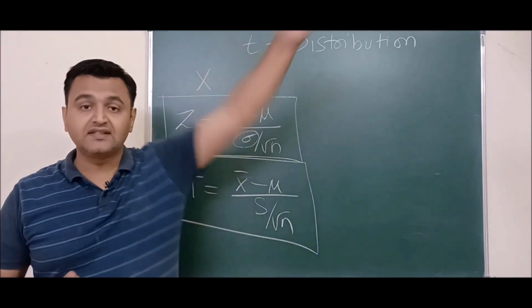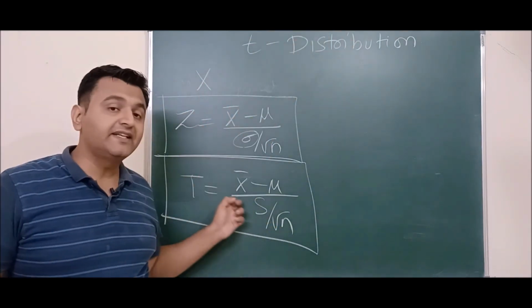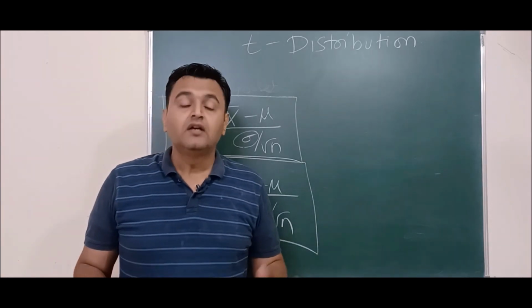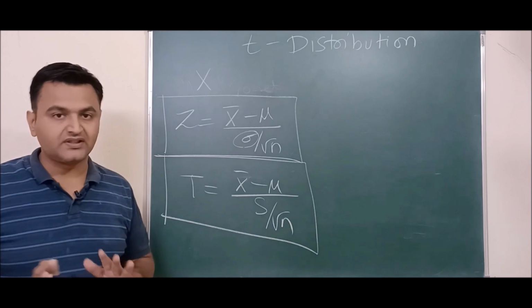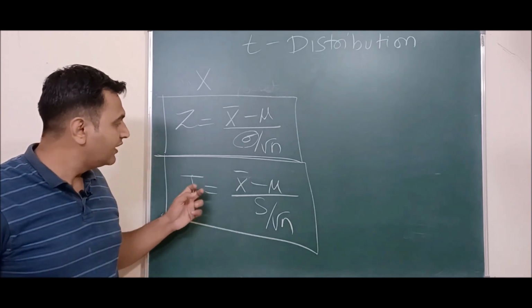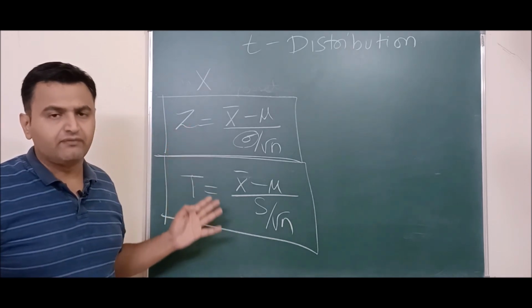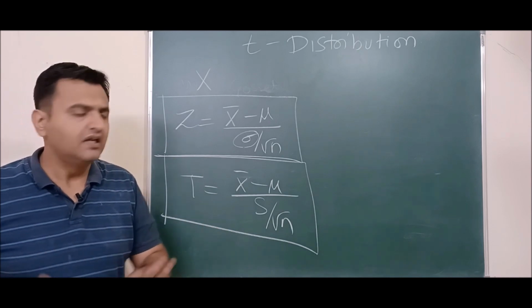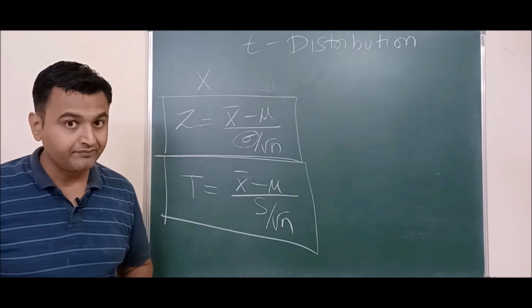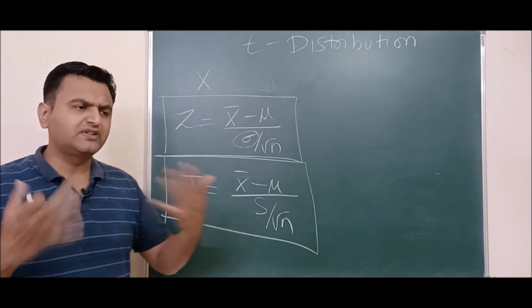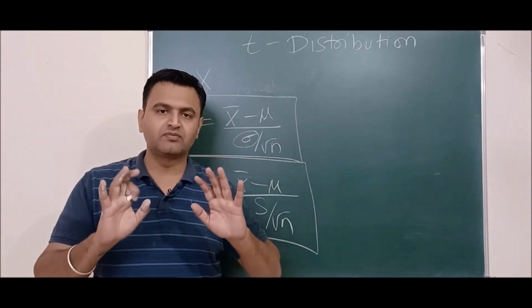So whenever we have a larger sample size, t and z behave in the same way. Whenever you have a smaller sample size, this t fluctuates a lot. So in that case you cannot take the help of z if you want to play with t for a small sample size. But for a large sample size, whether you play with t or z doesn't make that much of a difference. That is, I would say, the takeaway from the lecture. What is the takeaway from this lecture?